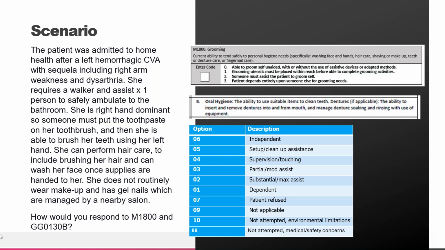GG0130B? So again, where M1800 is looking at 5 specific items, GG0130B is only looking at oral care. So it's pretty easy on those to know that our guidance is going to be different just by virtue of the items that we're looking at. All right, Jen, if you'll hit, yup, it's going to give us our answer.